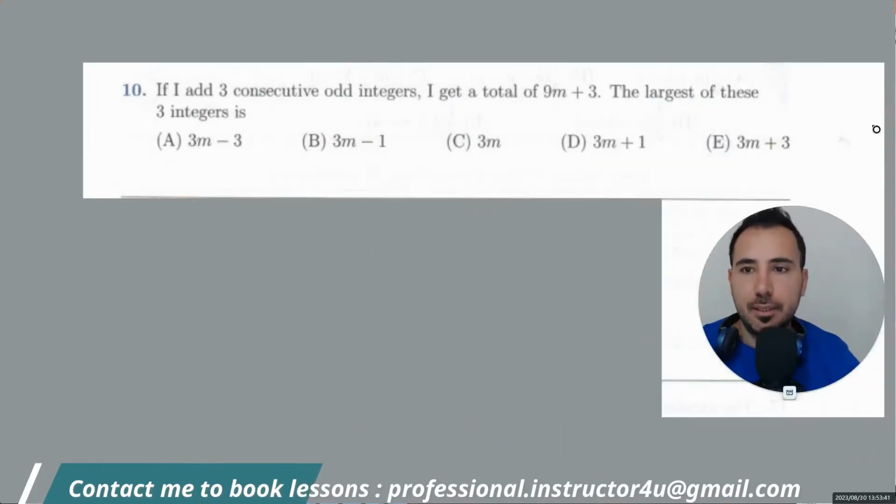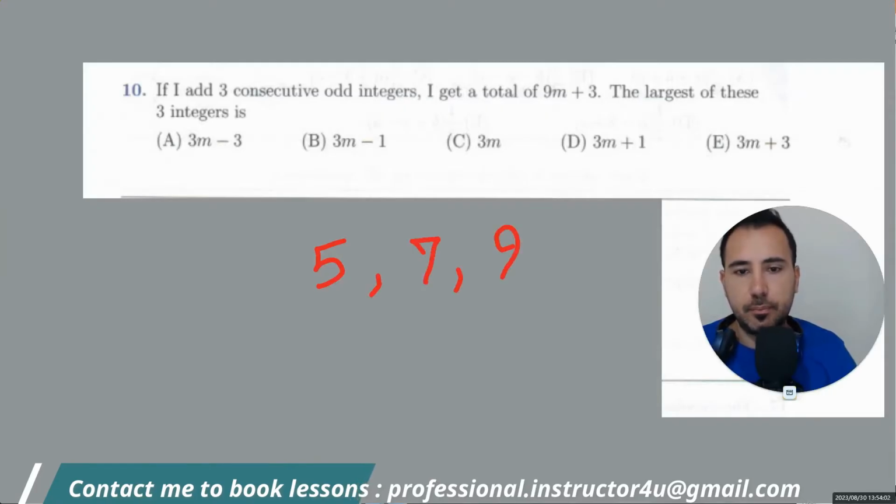If I add 3 consecutive odd numbers, I get a total of this. The largest of these 3 integers is? Now let's just see here. If we have 3 odd integers, like 5, 7, and then 9, you'll see that the difference is always 2 between them. 5 plus 2 is 7, 7 plus 2 is 9. So that's the only thing we need to know to answer this question. The rest, I would say, just guess. That would be the one.